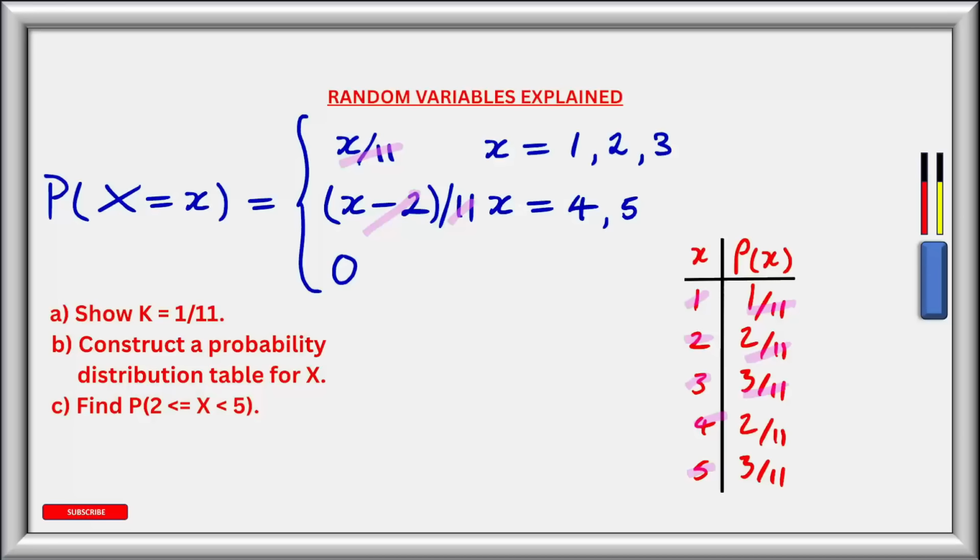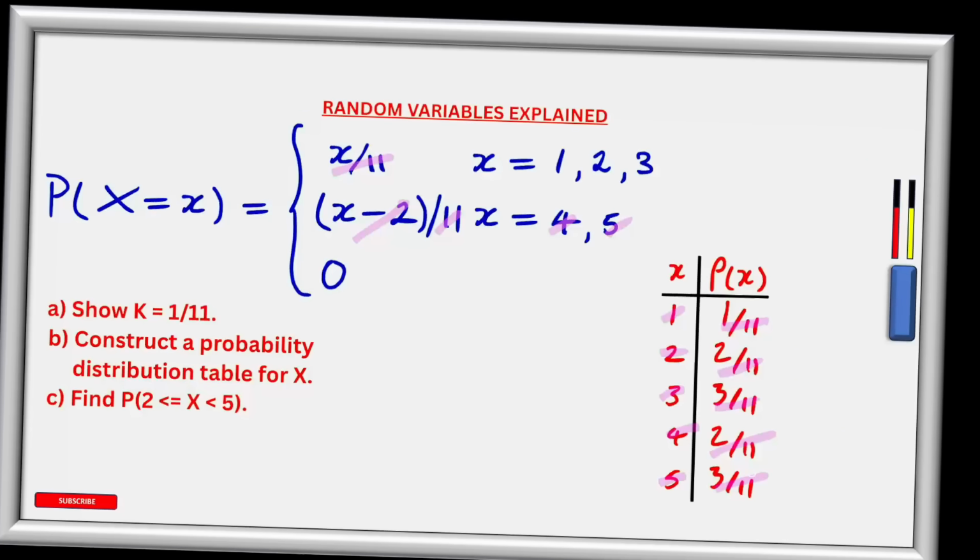And when we get to the probability that x is equal to 4, to find this probability, we need to substitute into the function x minus 2 divided by 11. And when we substitute 4 for x into this function, we get 2 divided by 11. And similarly, to find the probability that x equals 5, we need to substitute 5 into this function. And this gives us a value of 3/11.